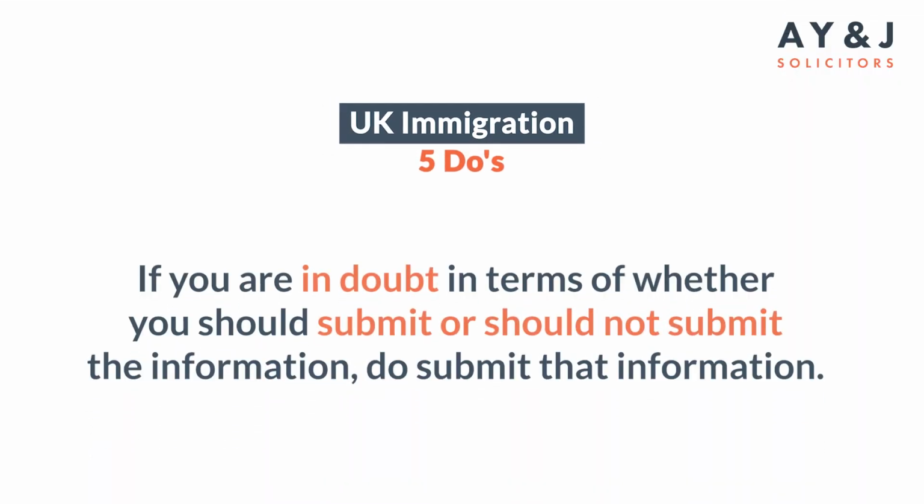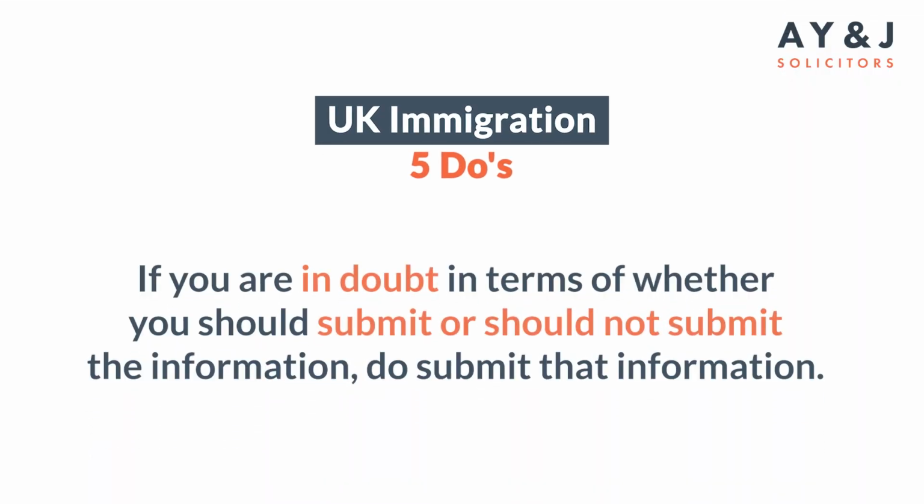Number 5 is if you are in doubt about whether you should submit the information or not, do submit that information. For an example, there is a question, have you ever had a criminal conviction? And it might be spent or it might not, it might be very negligible. You might think it's not a criminal conviction, shall I not? My suggestion is do provide this information.